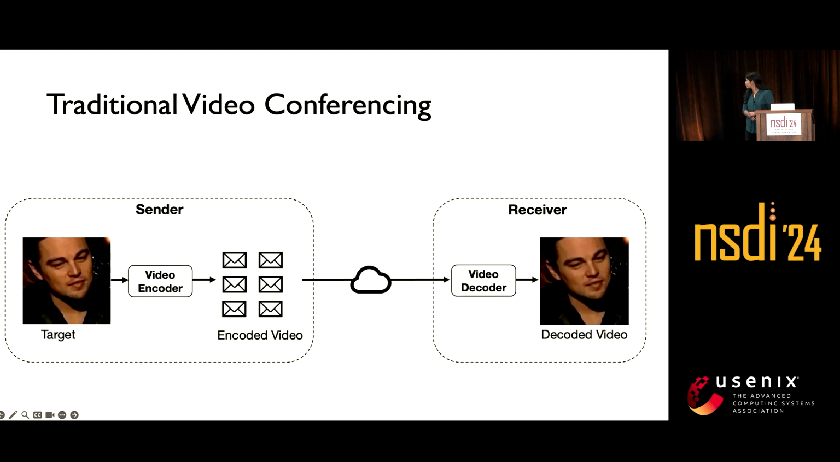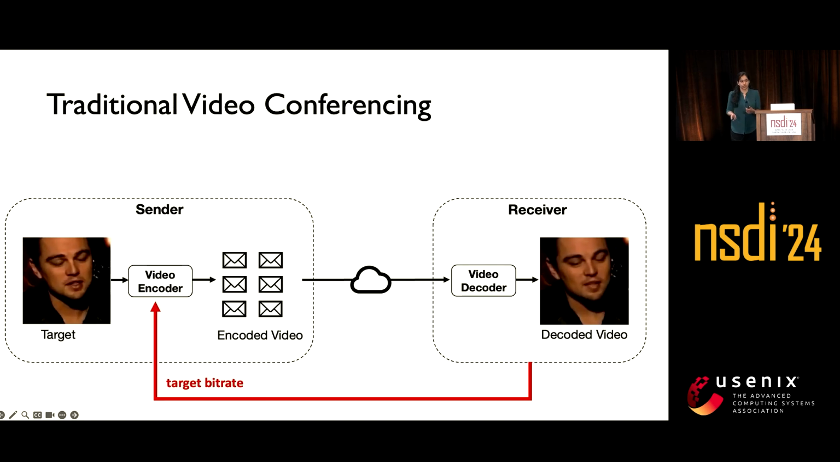So we have a sequence of camera frames that are read off at the sender side that we call target frames. These are then put through a video encoder that generates a sequence of encoded video packets that are then transmitted over the network. These are then received on the receiver side, decoded, and displayed as the decoded video.